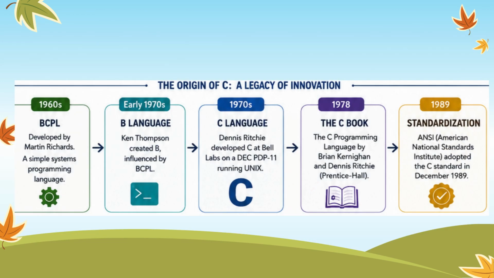The origin of C. 1960: BCPL, developed by Martin Richards, a simple systems programming language. Early 1970s: B language. Ken Thompson created B, influenced by BCPL, and used it for early versions of the Unix operating system. 1970s: C language. Dennis Ritchie developed C at Bell Laboratories on a DEC PDP-11 running Unix. 1978: the book that combined efficiency, flexibility, and structured programming.